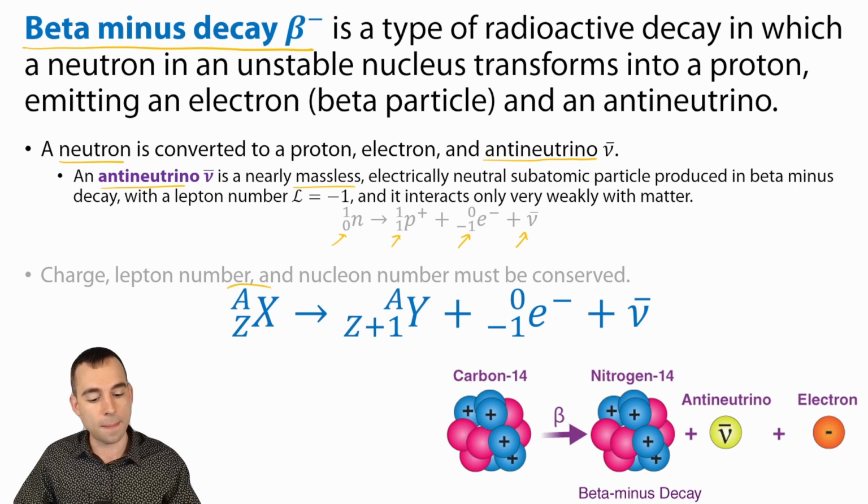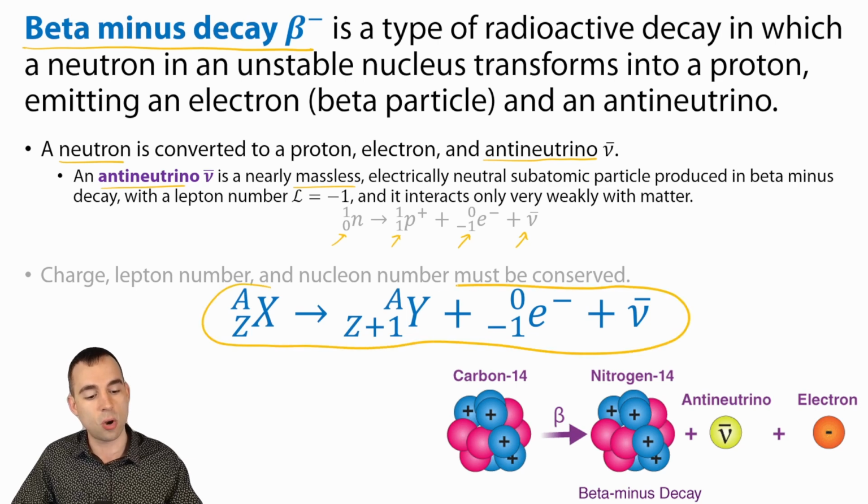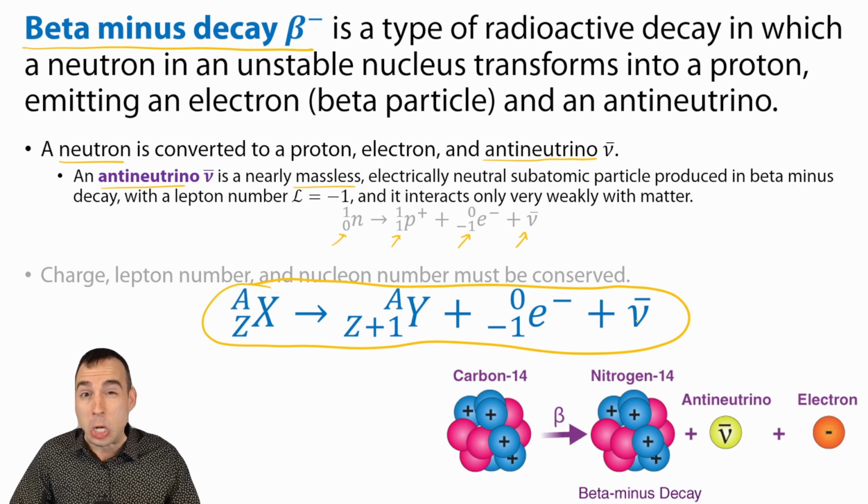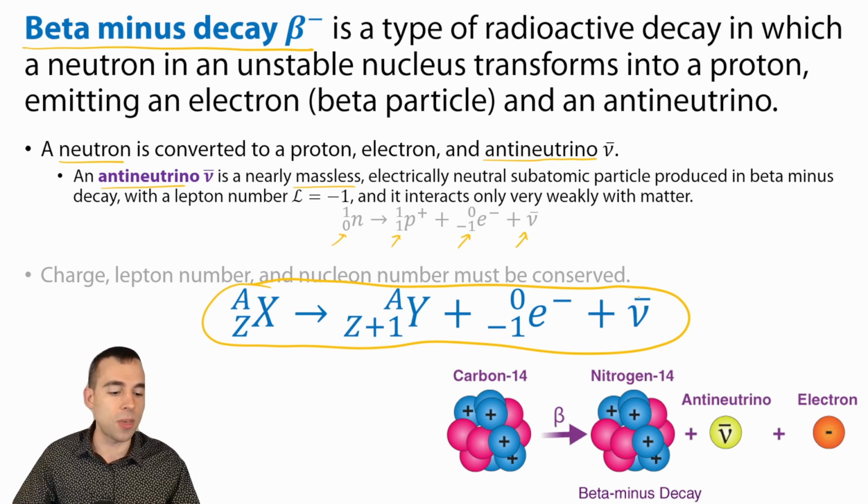And so for beta minus decay, the general reaction is shown here, where we have a parent nucleus with mass number A and atomic number Z, turning into a daughter nucleus with 1 more proton and 1 less neutron to keep the mass number the same in the end, sending off an electron, which is a beta minus particle, and an antineutrino, which we use the Greek letter nu, looks like a cursive V with a bar over it.